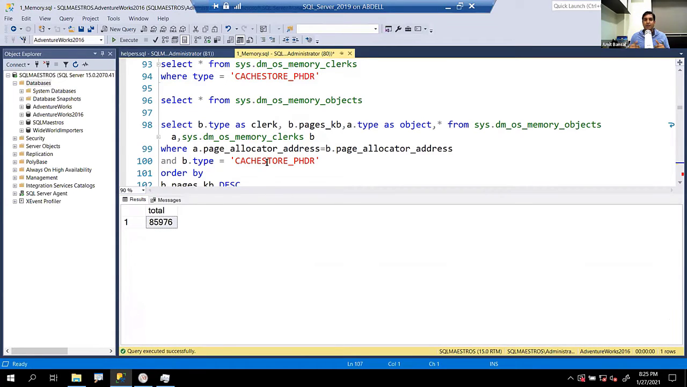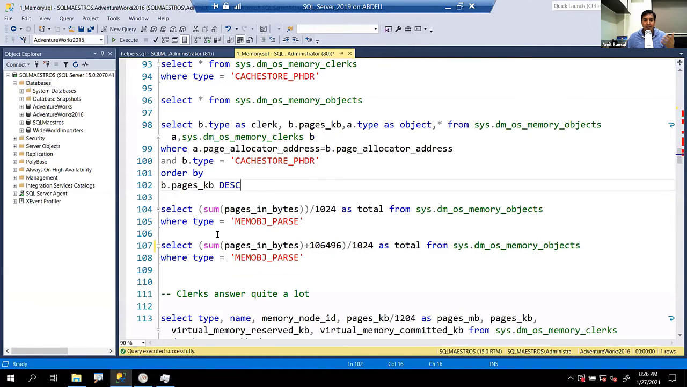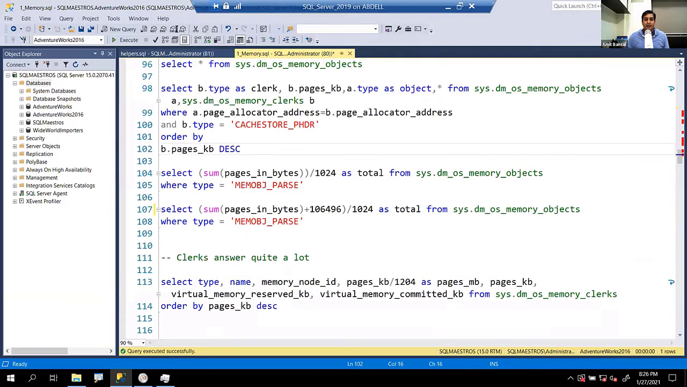So a quick summary, what did I try to do? I am trying to dive deep into the nodes, the clerks, and the memory objects. Remember, what are memory objects? Memory objects are memory allocations via clerks, which means the amount of memory the clerk is asking from the node, it breaks that memory consumption into these number of memory objects. So all I was trying to do is, for cache store PHDR, which is a memory clerk, find out all the objects created by it, add up their sizes and see if it is equivalent to the clerk size. That's all.